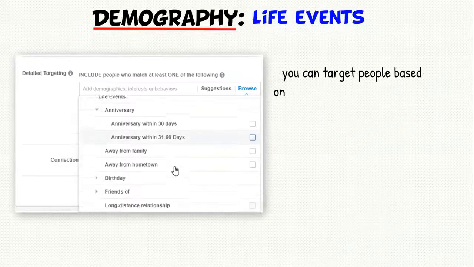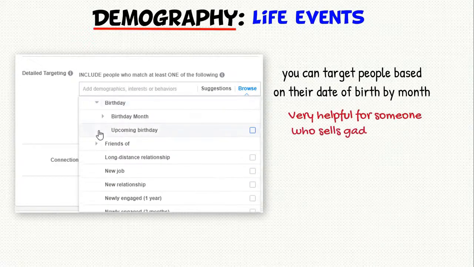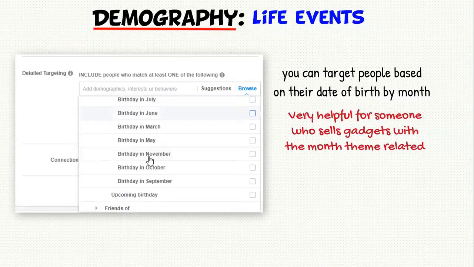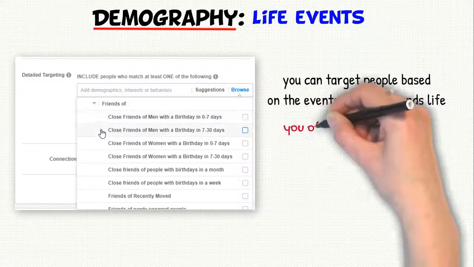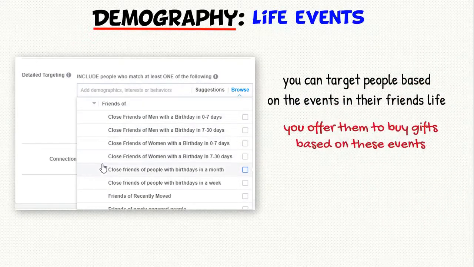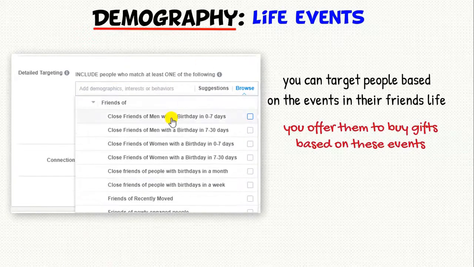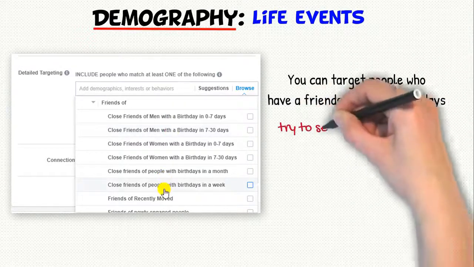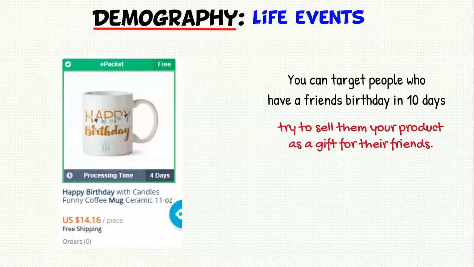You can also target people based on their date of birth by month. Very helpful for someone who sells gadgets with a month theme. Or you can target people based on the events in their friends' lives, and you can offer them to buy gifts based on these events. You can target people who have a friend's birthday in 10 days and try to sell them your product as a gift for their friend.